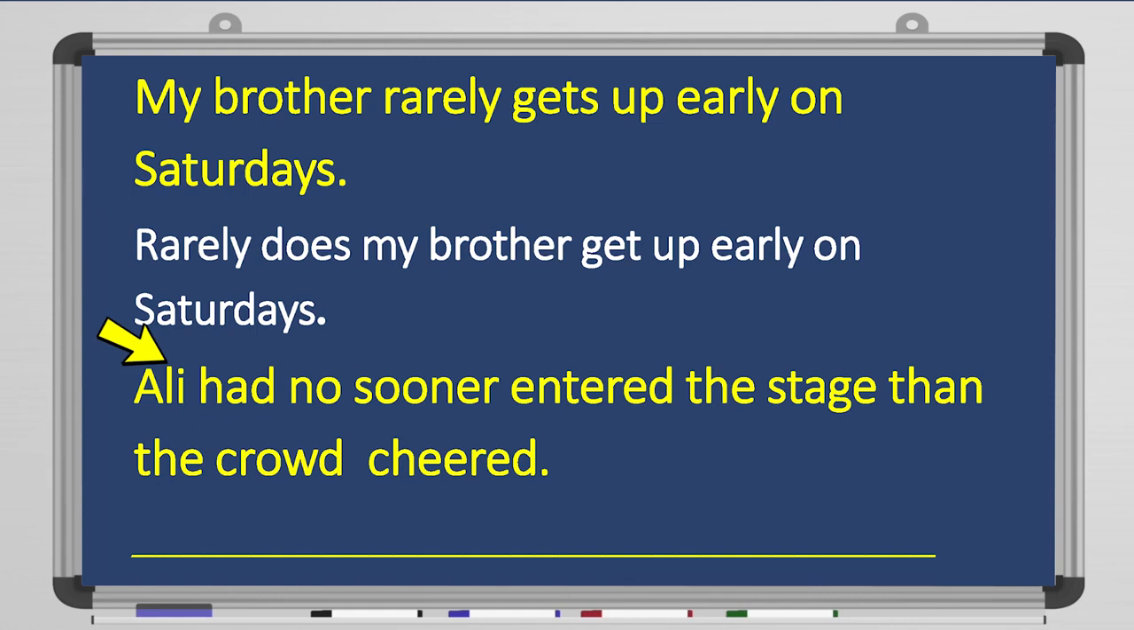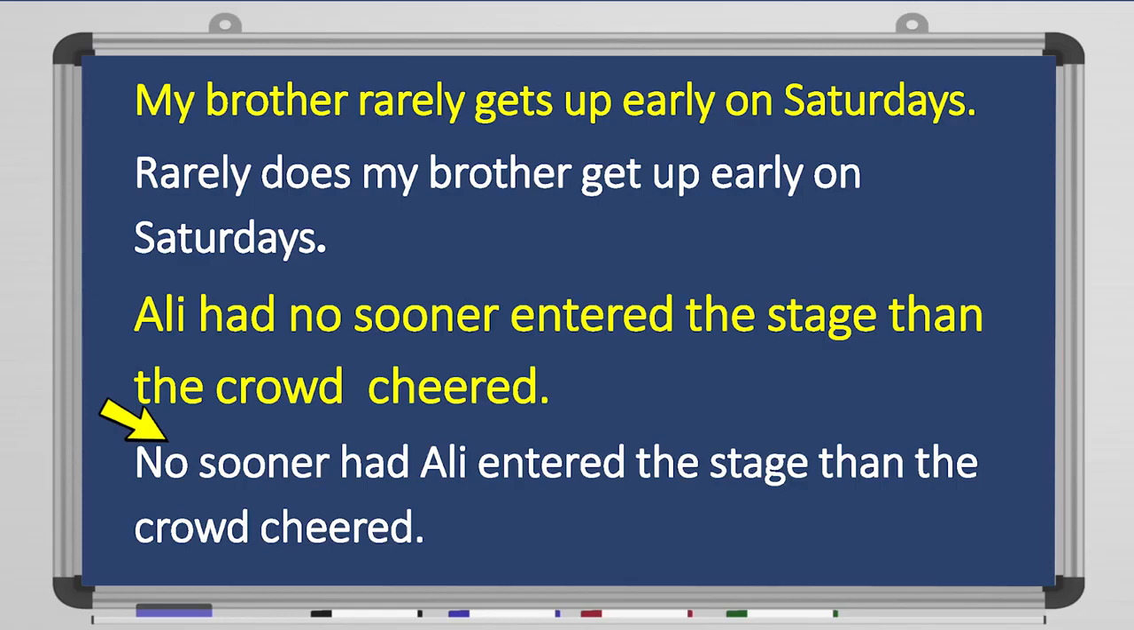And here we have one more sentence. Ali had no sooner entered the stage than the crowd cheered. Now, what do we add if we see no sooner? What should it always be paired with? No sooner is always paired with than. Remember this. This is very, very important. So how are we going to arrange it? No sooner, what? There is a helping verb here. Exactly. So no sooner had Ali entered the stage than the crowd cheered. Very simple. An equation, you fill it in, and if there are any missing details, you add them yourself.